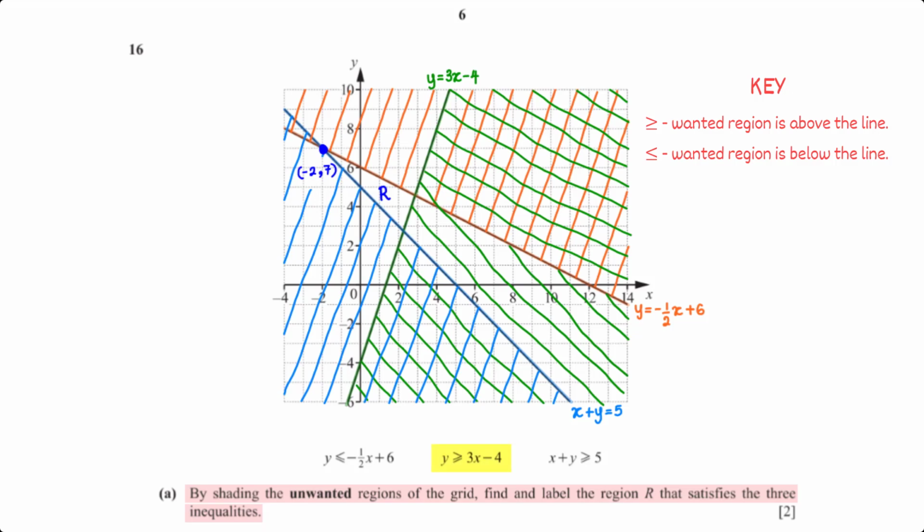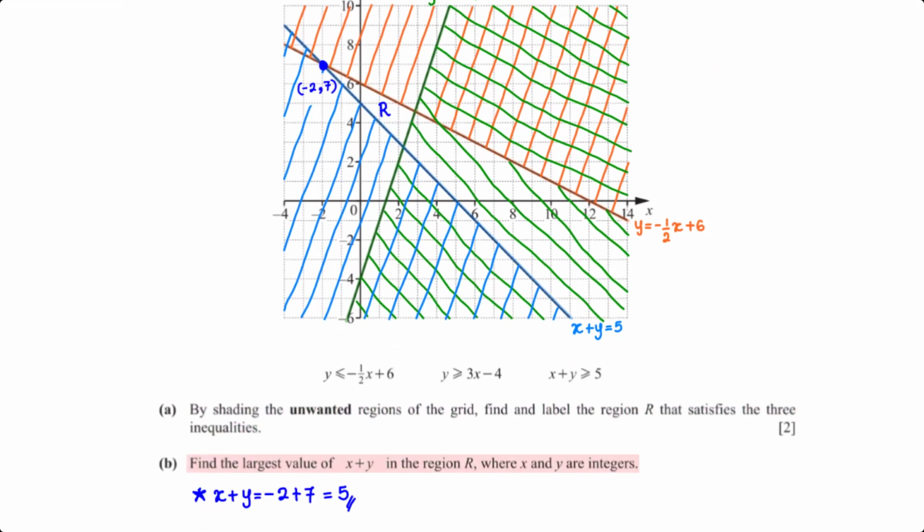For y is greater than or equal to 3x minus 4, the wanted region is above the line y equals 3x minus 4, and so we shade the region below the line. For x plus y is greater than or equal to 5, the wanted region is above the line x plus y equals 5, and so we shade the region below the line. After shading all the unwanted regions, the final wanted region that satisfies all three inequalities is left unshaded. This is the region we label as R.